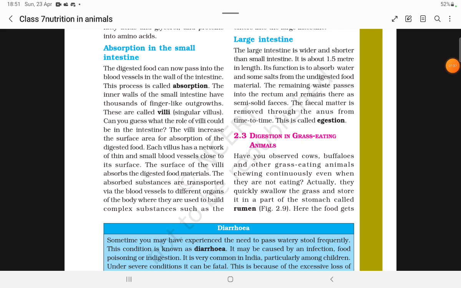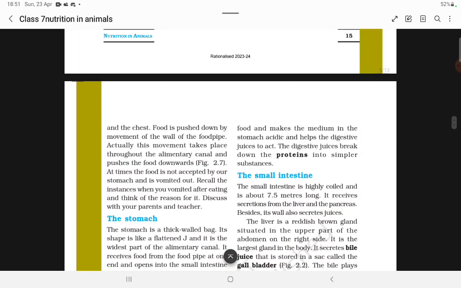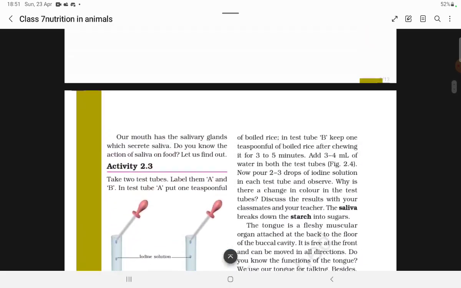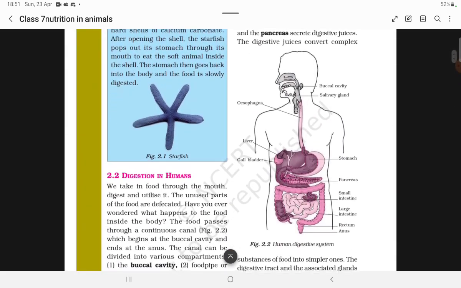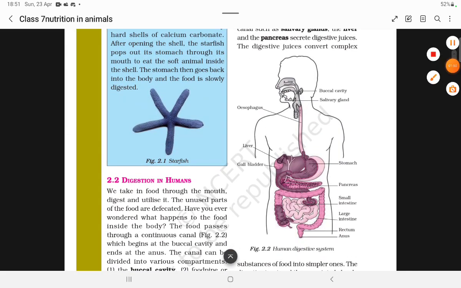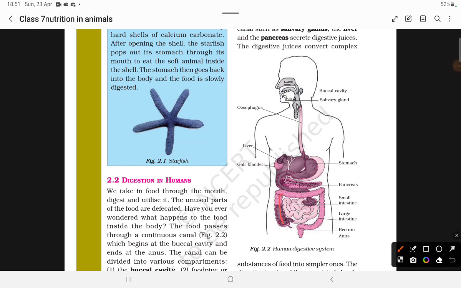Now finally, the food enters from the small intestine into the large intestine. You all should know what the large intestine is and what it looks like. So please have a look at the picture again. Here is the picture. This is how the large intestine looks. This entire thing is the large intestine.